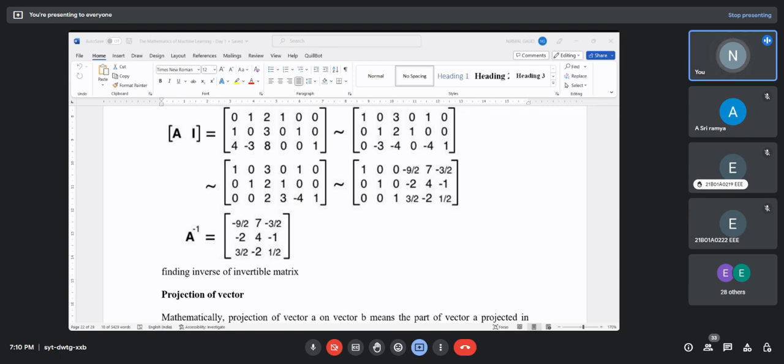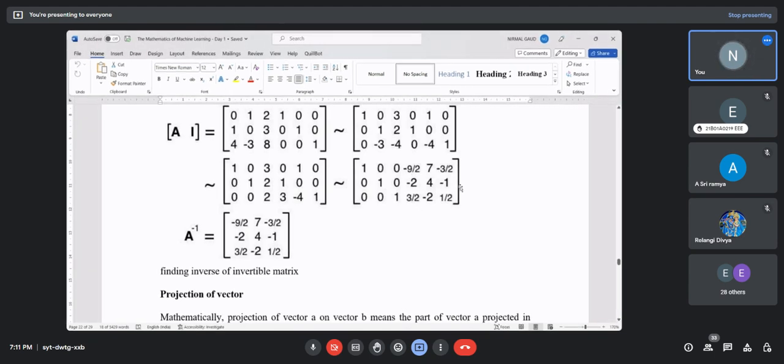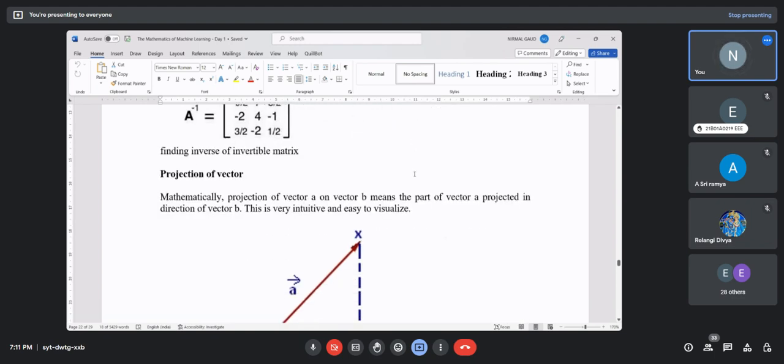You need to organize your matrix in AI format. Your target is to convert your matrix into identity, and you need to apply the transformations over it. After applying transformations, whatever result you get when you convert it into 1, 0 identity format, this is what you get at the last, and this is what the inverse of a matrix is. Okay, the simple steps. Fine.